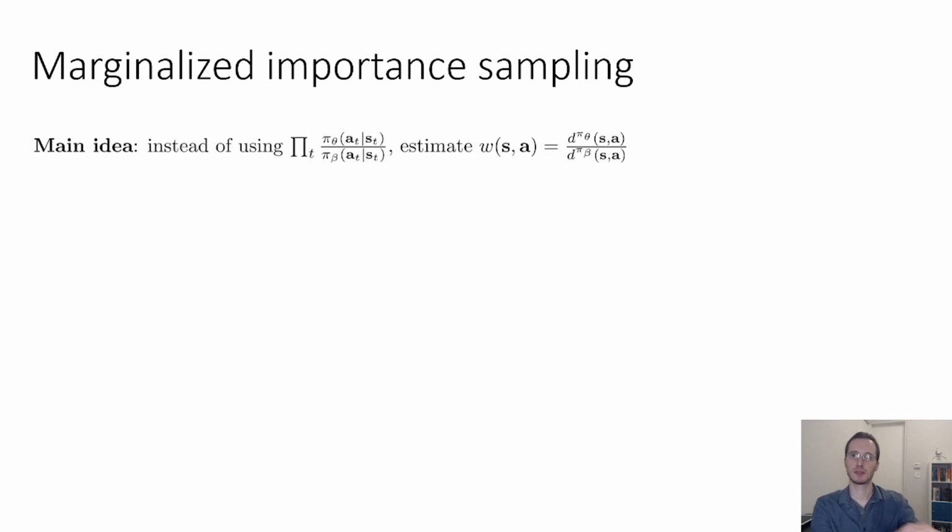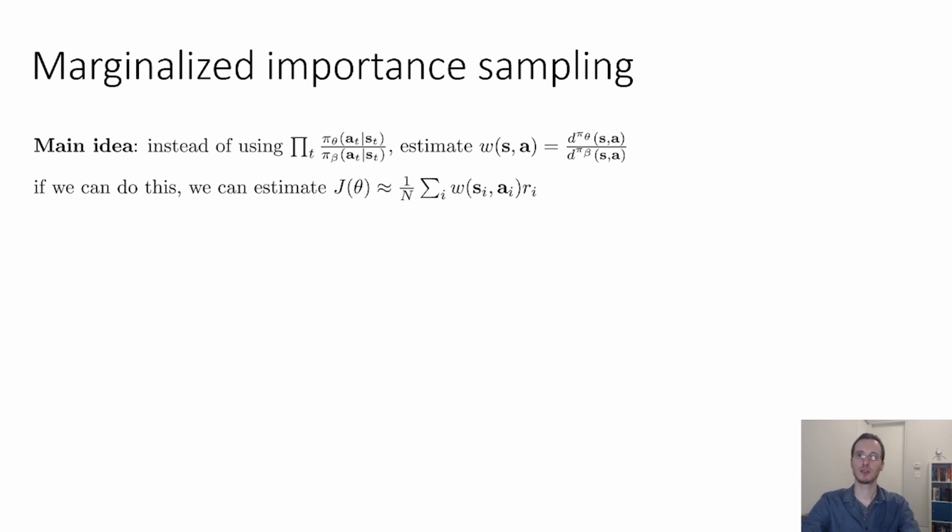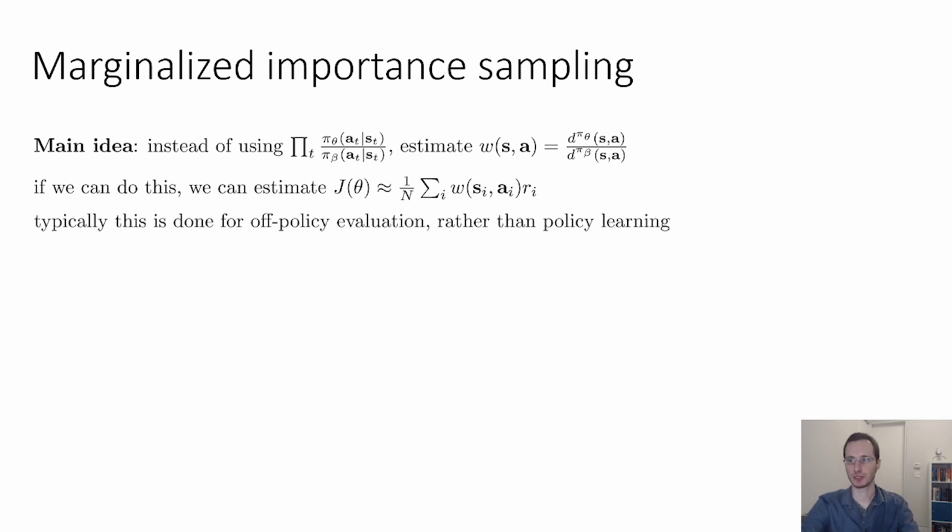So here, instead of calculating a product of action probabilities, you instead estimate an importance weight on state probabilities. Now, computing state marginals, d pi theta and d pi b, is in general very difficult, but in many cases you can compute the ratio of those marginals more tractably than computing the marginals themselves. So if you can calculate these state or state action importance weights, these marginal importance weights, then you can estimate your return that way. Now, typically this is done for off-policy evaluation rather than policy learning, but you could imagine this is a way to get those Q estimates as well.